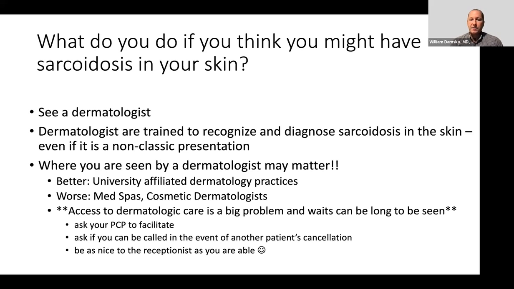Access to dermatologic care is a big problem. And as people on this call probably realize, wait times can really be an issue. And although there's no perfect way to overcome this, there are strategies that can be helpful. Asking your primary care physician or referring provider to facilitate getting you in sooner. Ask if you can be called in the event of another patient's cancellation. This is often a really, really good strategy. And if you have flexibility in your schedule, it can be a way that you can actually get in rather quickly to see a dermatologist.